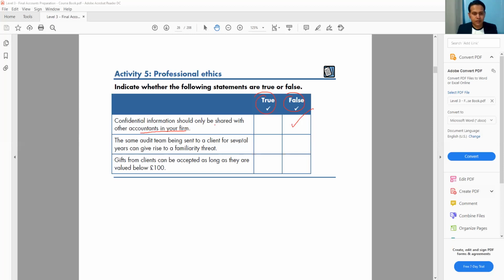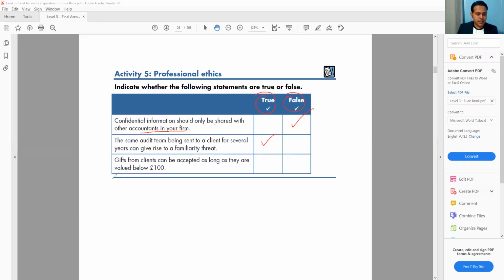The same audit team being sent to a client for several years can give rise to a familiarity threat. So if you send the same accountant to the same client for a long time, that could create a familiarity threat. Is it true or false? The answer is true. If I send the same person for a long time, like 5 years, 10 years, to the same client, the same accountant will work for him, so that will create a familiarity threat in future.